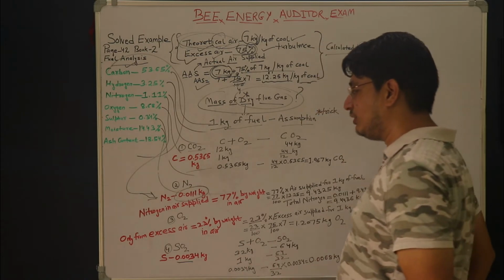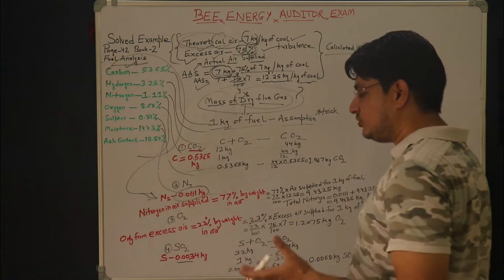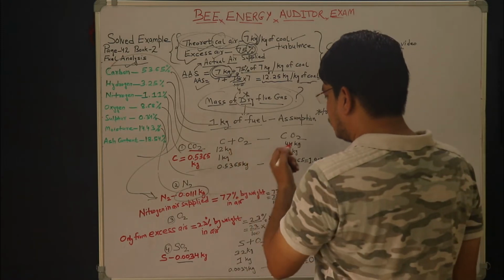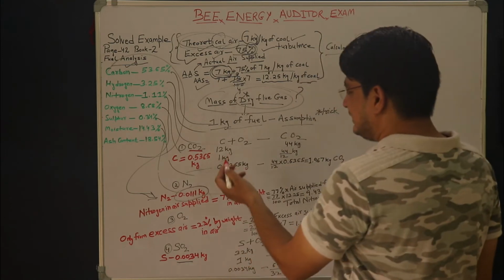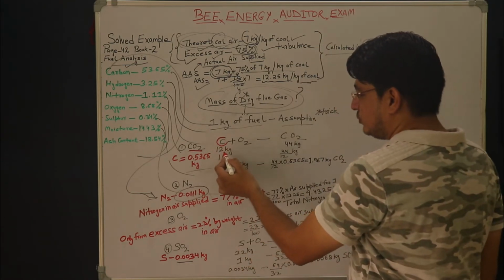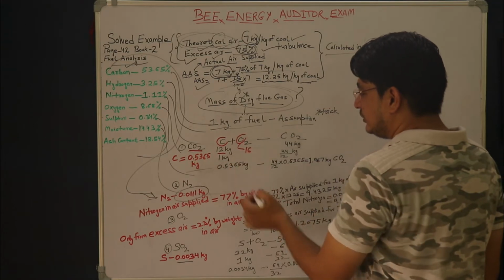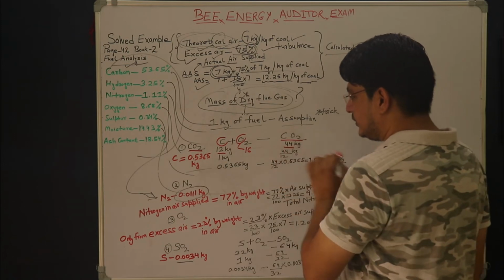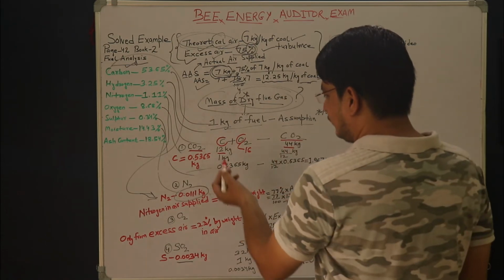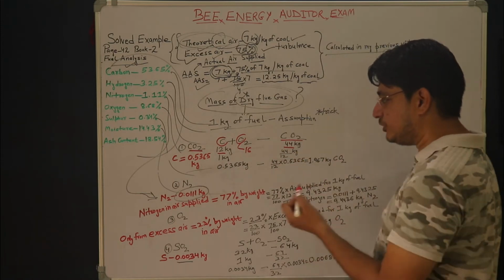So first I will calculate the mass of CO2, that is carbon dioxide. As you already know, C plus O2 gives CO2, this equation I have already used. You can easily see here the atomic weight of carbon is 12 kg, atomic weight of oxygen is 16 kg. So accordingly the weight of CO2 will be 44 kg. From 12 kg of carbon, 44 kg of CO2 is getting produced.